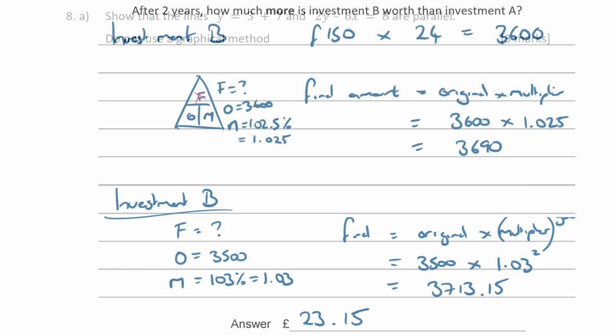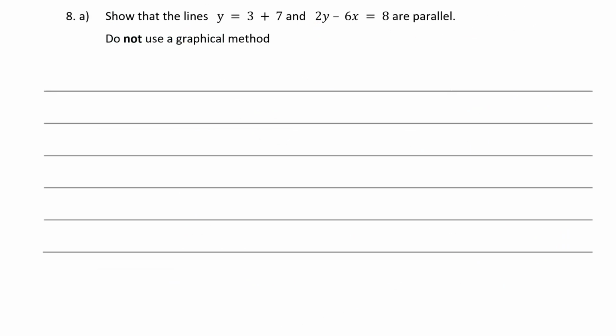Okay, let's move on. Question 8a. Show that the lines y equals 3x plus 7 and 2y minus 6x equals 8 are parallel. Do not use a graphical method. Okay. So two lines are parallel means that they are sharing the same gradient, isn't it? Their gradient is going to be the same. So the gradient of one is going to be the gradient of the other, and if you can show that is true, then they must be parallel.